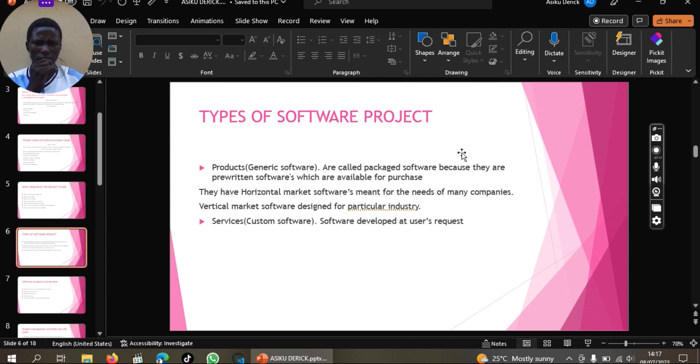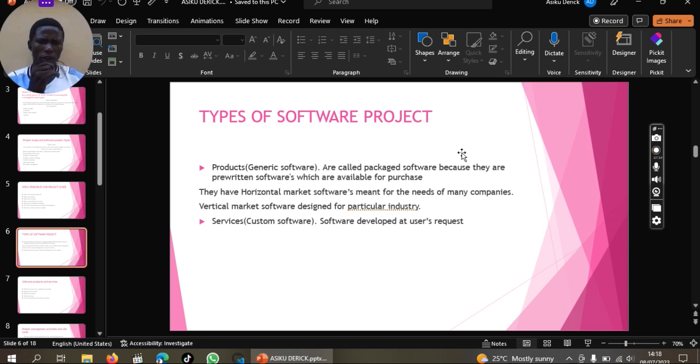They have two different markets. The first one is called horizontal market software, meant for the needs of many companies. It means horizontal market software is common software which fulfills the needs of many companies. But vertical market software is specifically designed for a particular industry, like specialized industries that have complicated things. They use vertical market software design, since that one is designed specifically for them.